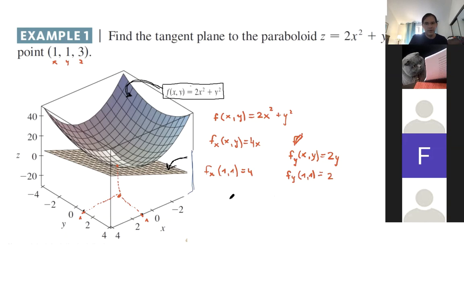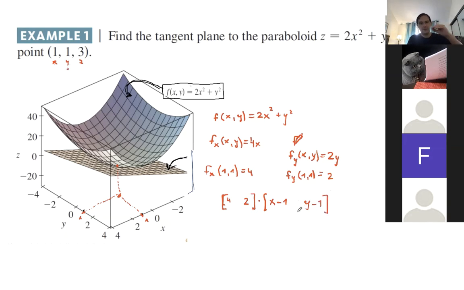Okay, so now let's look at the vector of partial derivatives. So I'm going to have 4, and then I'm going to have 2. Okay, this is the vector of partial derivatives. And then times, the other vector would be x minus x0. So x minus, well, x0 is just 1. So x minus 1. And then y minus y0. So y minus what point? y minus 1.